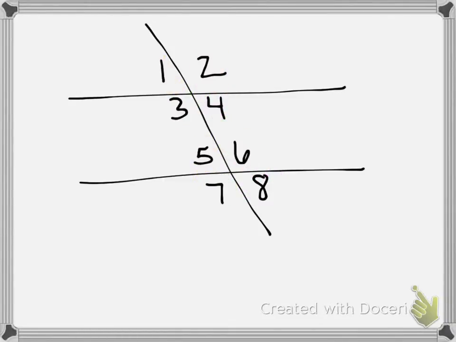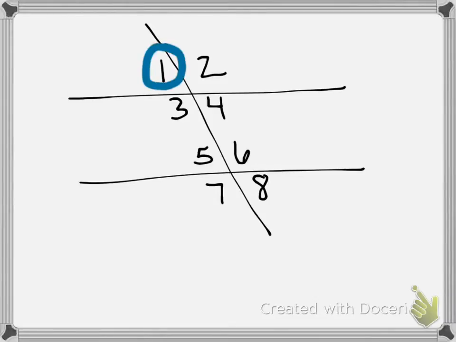And then when we talk about alternate angles, alternate means alternate sides of the transversal. So alternate exterior angles would be angles that are on alternate sides of the transversal, which, remember, the transversal is the line that crosses the parallel lines. And exterior means on the outside.